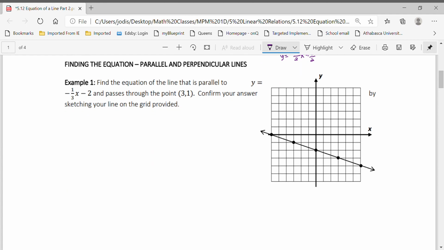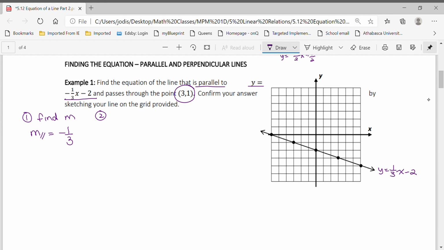So for our first example, we want to find the equation of a line that's parallel to this y equals -1/3 x minus 2, and it passes through this point 3, 1. And we're going to confirm our answer by sketching our line on the grid provided. So the one that they sketched here is this y equals 1/3 x minus 2. Okay, so first thing we want to do is find the slope. So we have this equation here, and it said that it's parallel. So we want a parallel slope to this one, so it has to be the same.